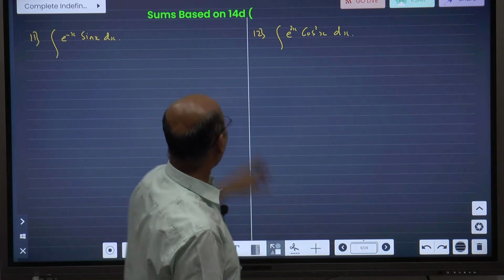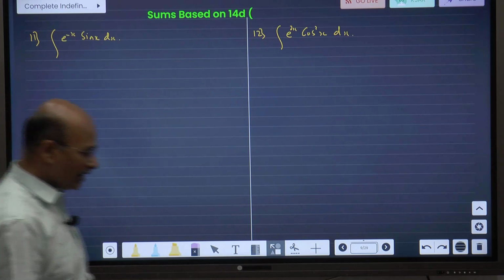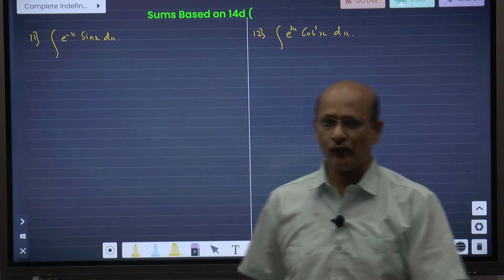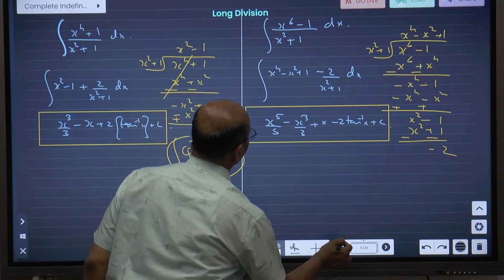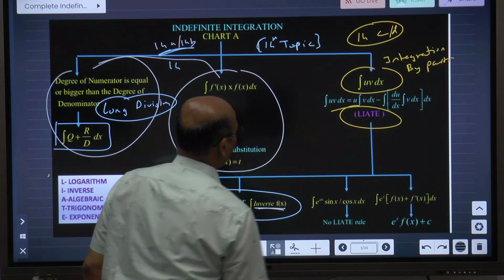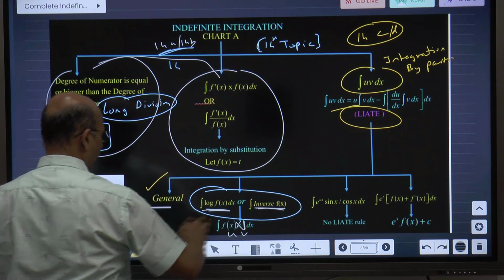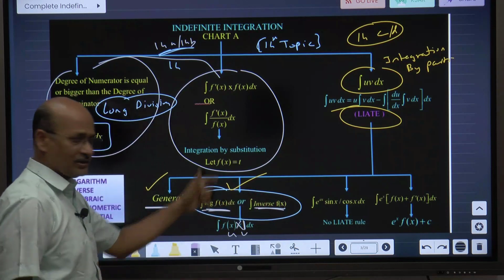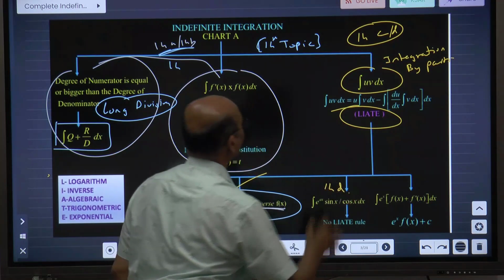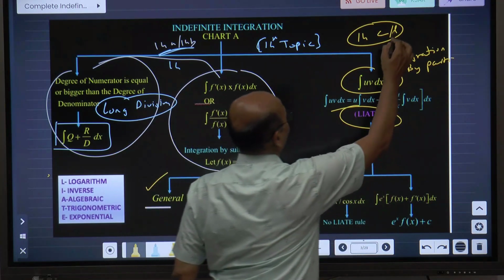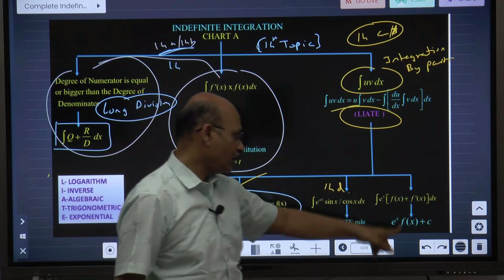So you saw, right? Now this is 14D. Now I don't want to say 14C, 14D and 14E and all that. I don't want to involve myself. I just want to take you to chart A, core method. Remember what we did? We did general, we did log and inverse as tangent function. Now I come to 14D. This is 14D. Remember 14C is here. I beg your pardon, 14C here. So this is 14D and this is 14E.